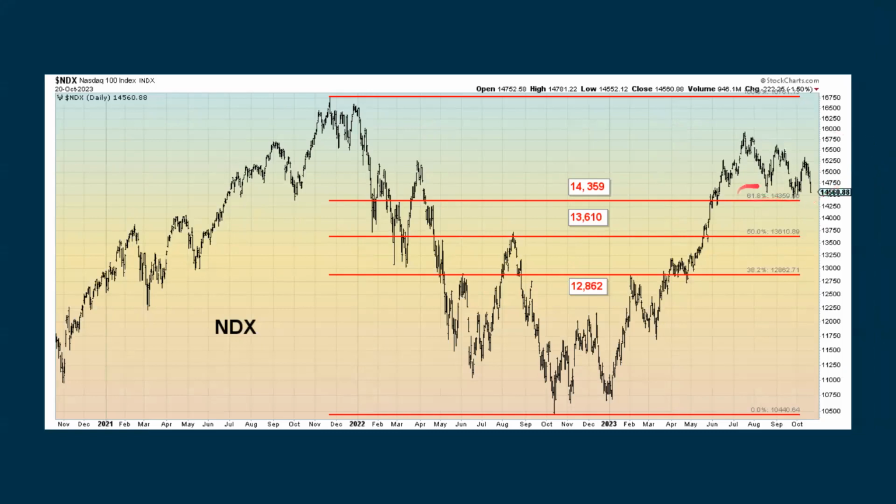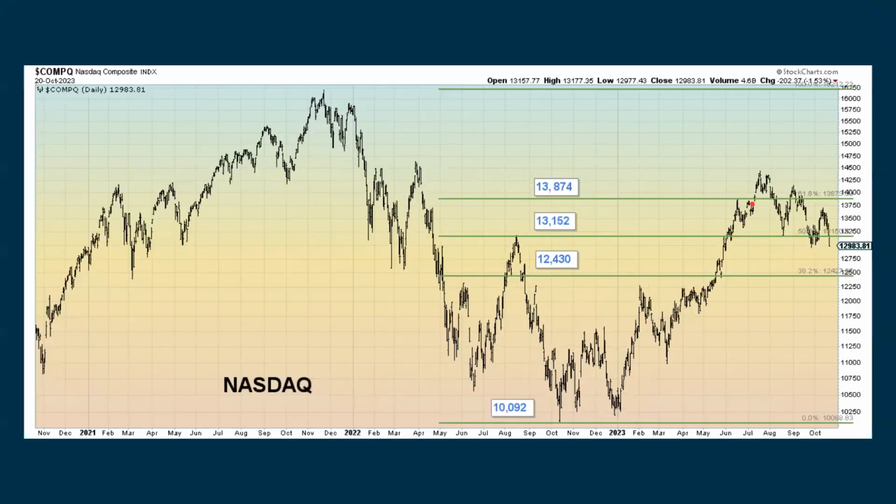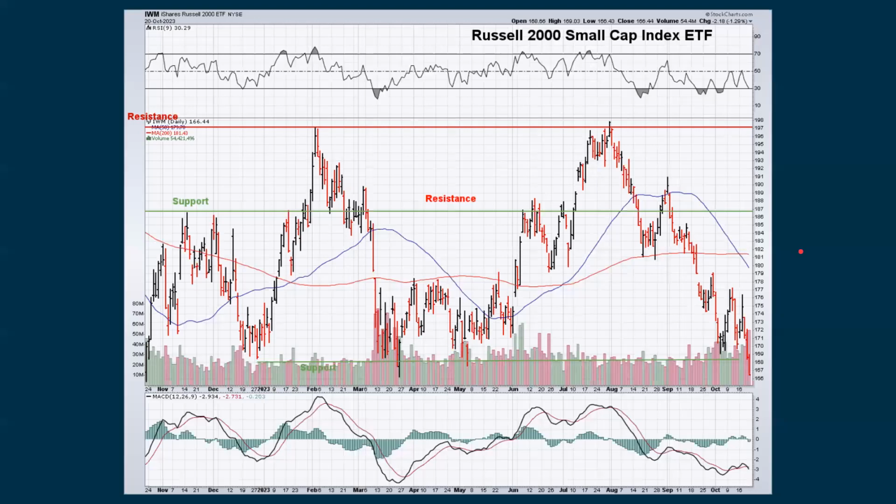Keeping an eye on the NASDAQ 100, we're coming back down to these previous lows. Right below that is the 61.8% retracement level. And then we're dropping below the 50% retracement level here on the NASDAQ, but we haven't exceeded these lows at least yet. Here's another thing that turned negative this past week, the Russell 2000 index.